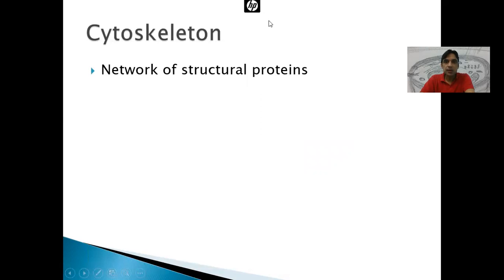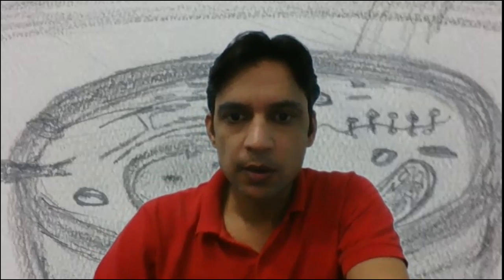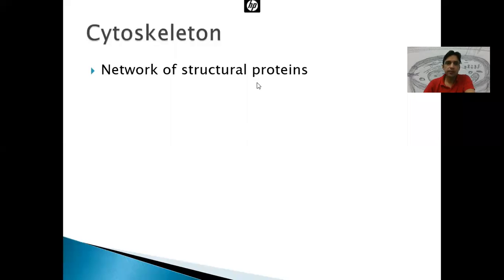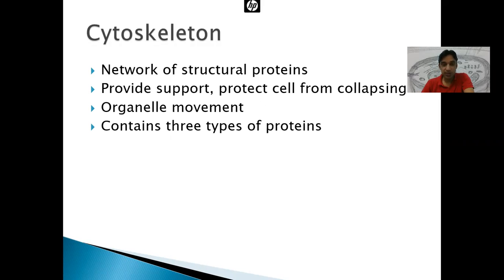The next is the cytoskeleton. It's like the skeleton of the cell. The cytoskeleton is responsible for the survival of the cells. It's a network of structural proteins. They provide support to protect the cells from collapsing, and also provide space for the organelles to exist within the cytoplasm, as well as help in the movement of different organelles within the cytoplasm.